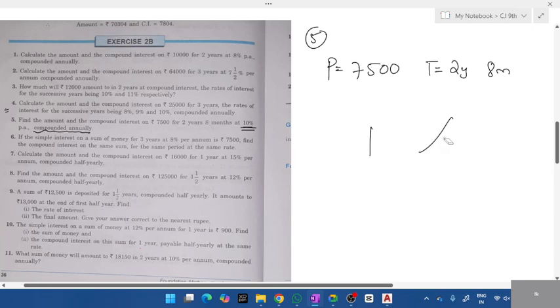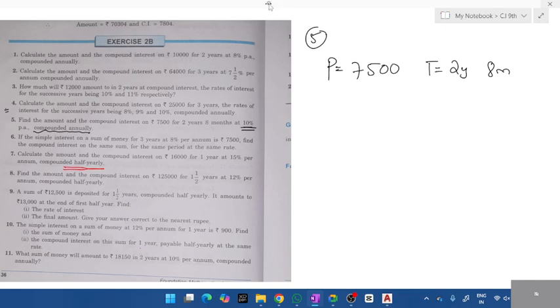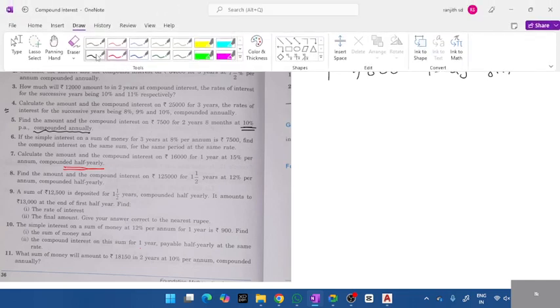Look at the seventh question. Can you see the word half year in the seventh question? All of you open the textbook. So that is the semi-annual concept, the half year concept. We'll get back to that later.